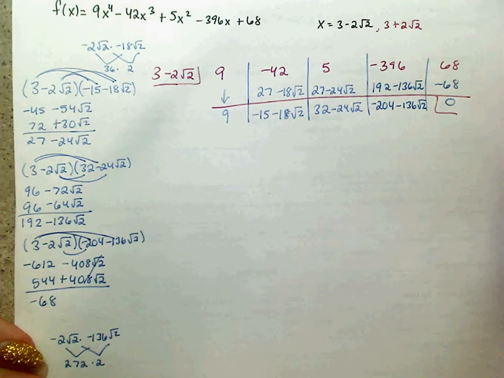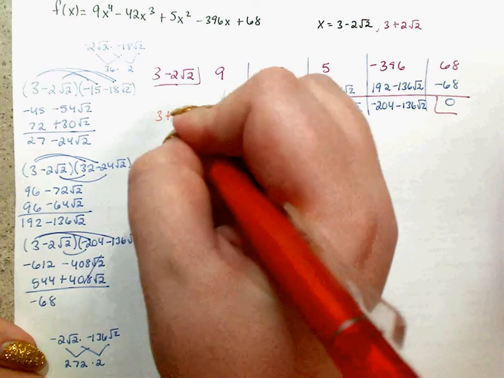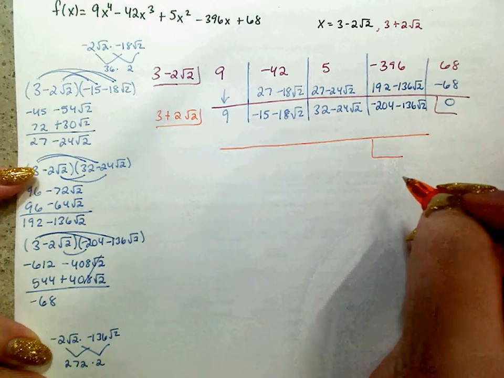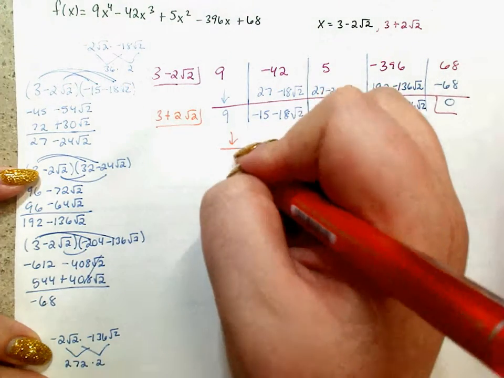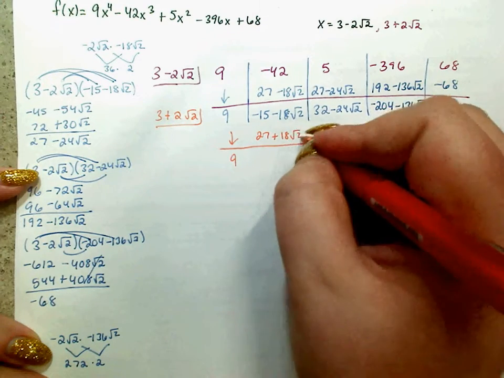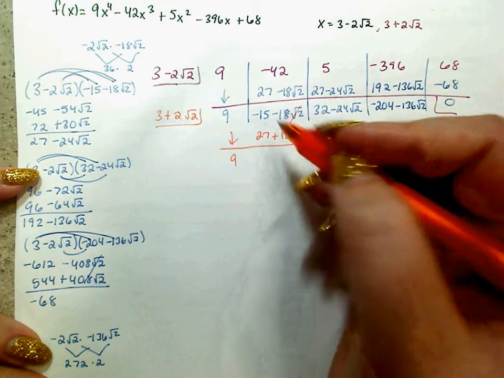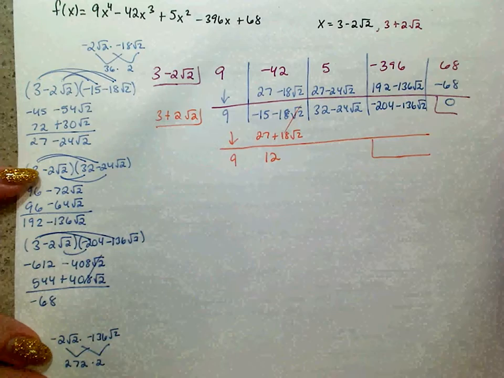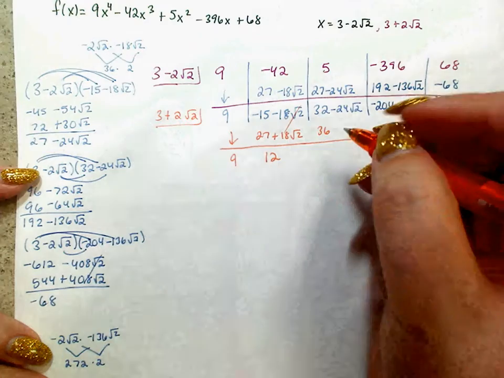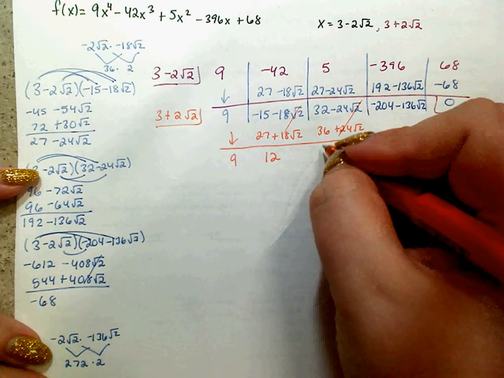All right. So the next step is to divide out the other root, which is 3 plus 2 root 2. We'll go ahead and do that. Okay, and we drop. 9 times 3 is 27, and 9 times 2 root 2 is 18 root 2. Those two cancel each other out, and we're left with 27 minus 15, which is 12. All right, now we multiply. 12 times 3 is 36, and 12 times 2 root 2 is 24 root 2. Those two go away, and I'm left with 68.